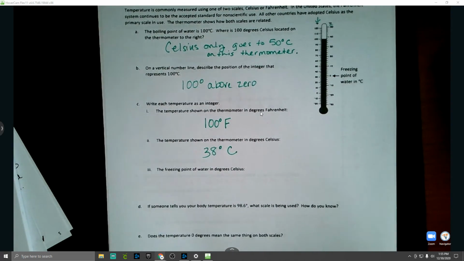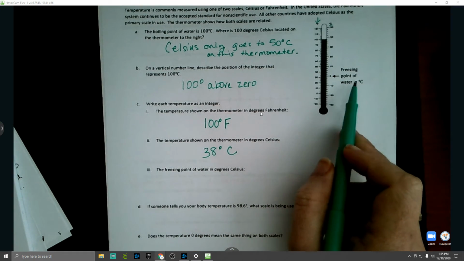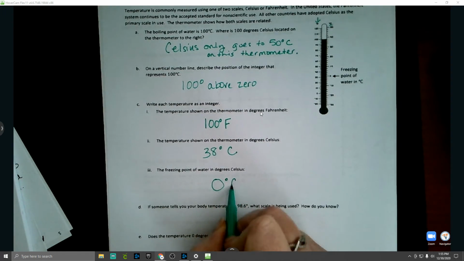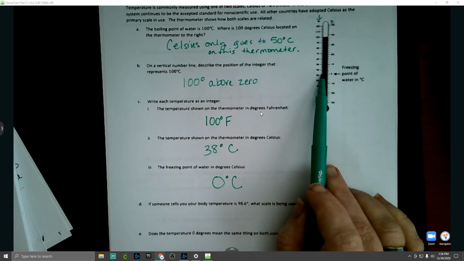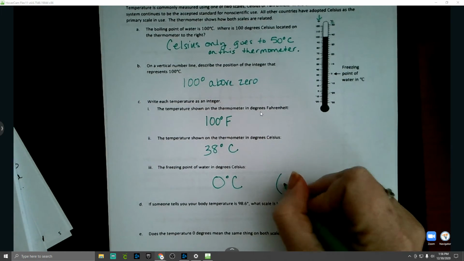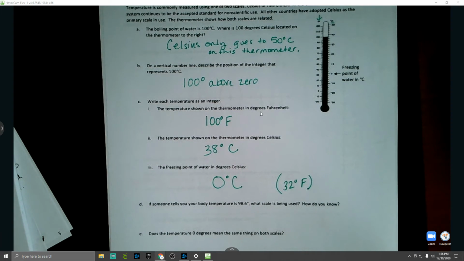The freezing point of water in degrees Celsius, it tells us right over here. This is the freezing point. That's 0 degrees. But in Fahrenheit, we typically say that water freezes at 32 degrees. Just kind of put that in parentheses. So that's when rain starts to change to sleet and ice. All right, the next one.